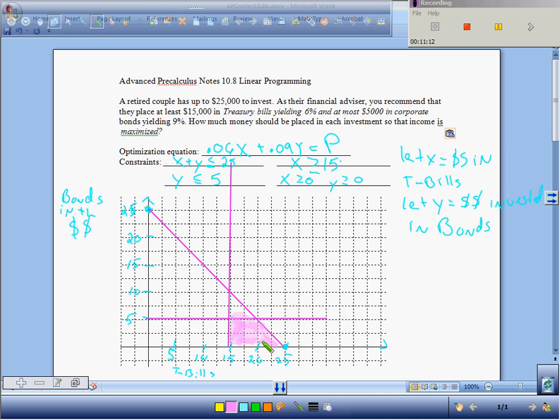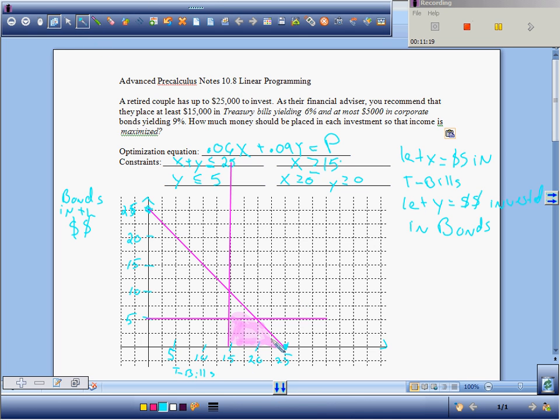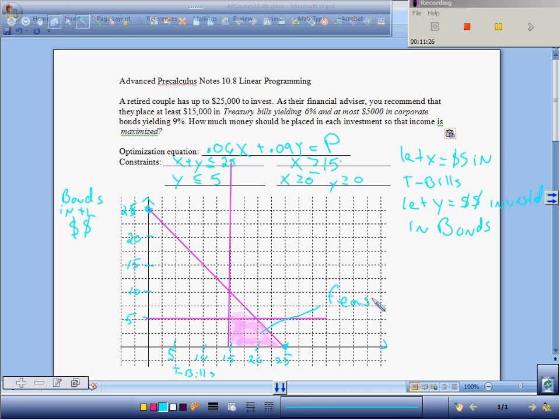But this here has a name, okay? And this is called the feasible region, right in there. So this area is called the feasible region, and that is the place, any point in that region will make all of these inequalities true, okay?